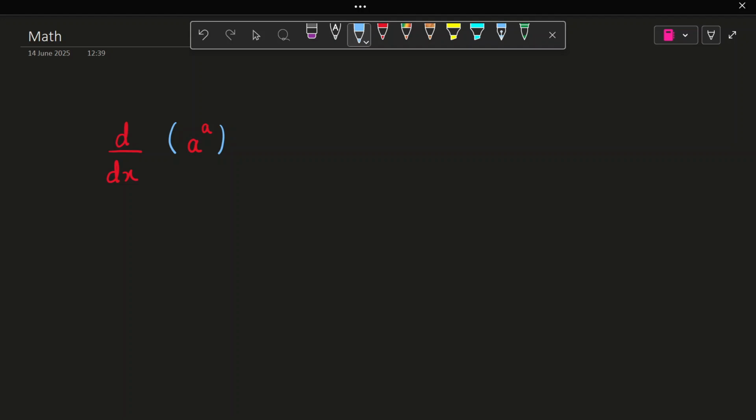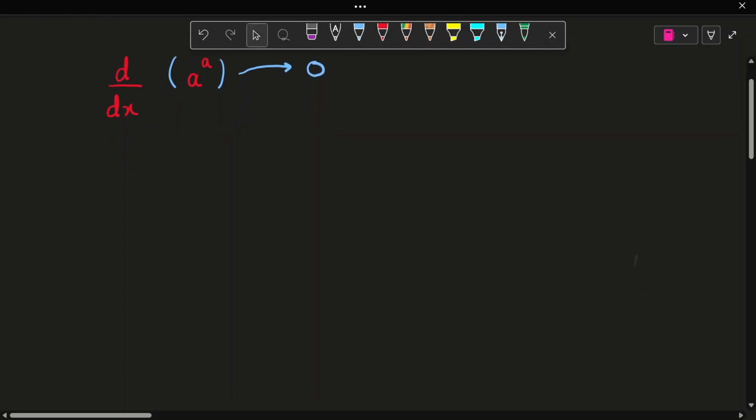So in this question we've been asked to differentiate this function, which is a to the power of a. So you'll just have to remember that its differentiation will be 0. But now if you ask how, we'll solve it. So the first thing that we'll be doing is assume this function, a to the power of a, equals y.